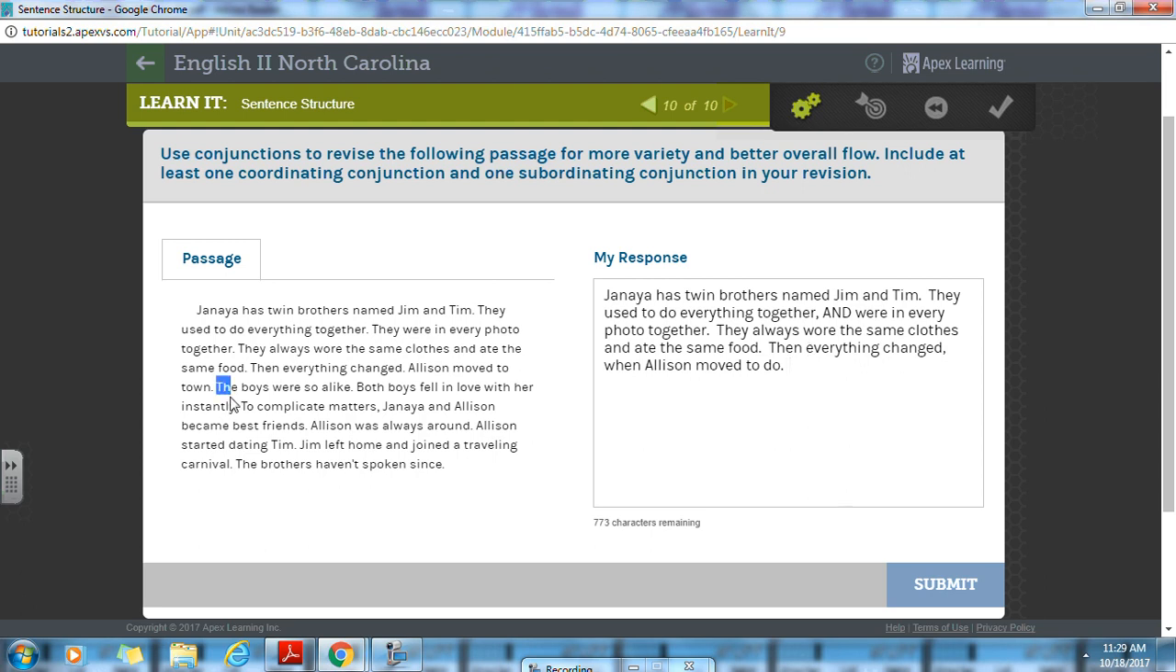The boys were so alike. Both boys fell in love with her instantly. The boys were so alike, comma, so, and I take out both boys and plug in a pronoun. They fell in love with her instantly. To complicate matters, Janiyah and Allison became best friends. Allison was always around. Two sentences I know I can join together. To complicate matters, Janiyah and Allison became best friends, comma, so Allison was always around.